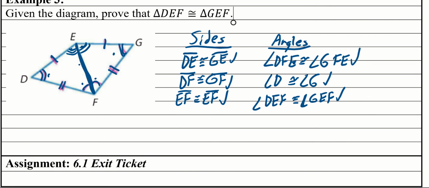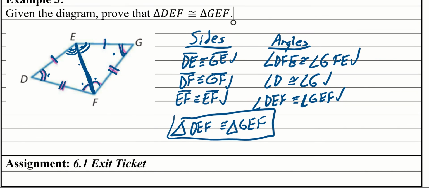Okay, so now that we have all the pieces, what we can say is triangle DEF is congruent to triangle GEF. Okay, so this was more of an informal proof, and we'll work on more specific ones in the future. Okay, but otherwise, that is the notes for today.